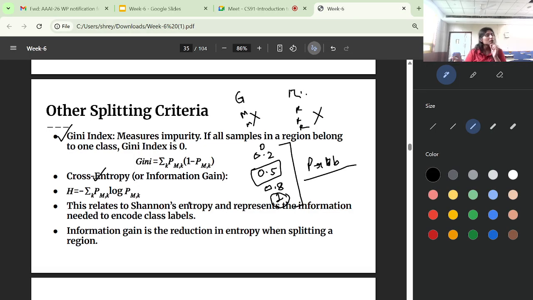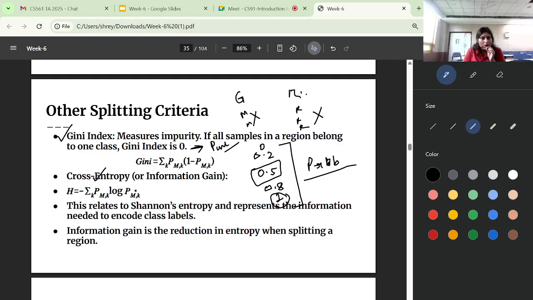So now talking about this Gini index. Gini index measures impurity. So how much impurity is there? It means that if your probability is 1, it is completely pure. There is no impurity there. Gini index terms this randomness as impure and pure, and information gain or entropy works in another aspect. If all samples in a region belong to one class, the Gini index will be 0. 0 means pure.